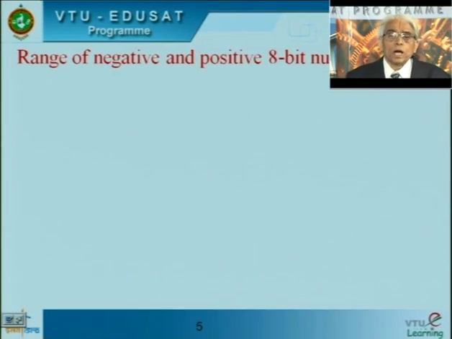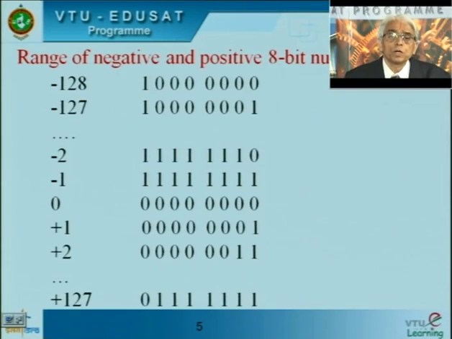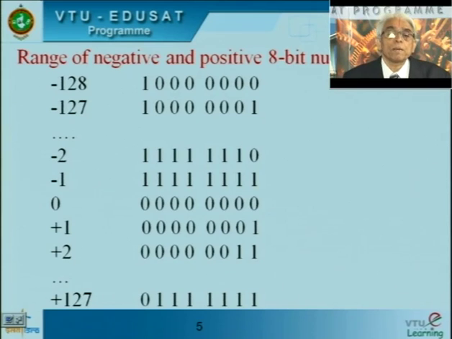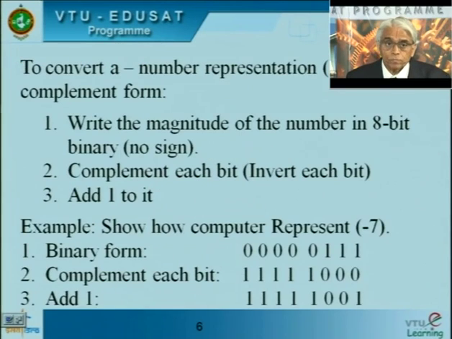Now let us look at how a negative number is represented. For minus 128, the MSB is 1 and all the remaining bits are 0. When it is minus 127, we have 1 followed by all 1s except the least significant bit. Minus 2 is all ones with the least significant bit being 0, and minus 1 is all 1s. The range of positive numbers we have already seen earlier.